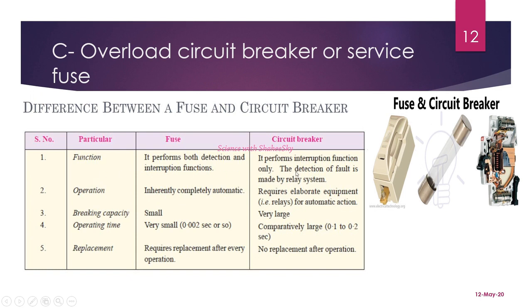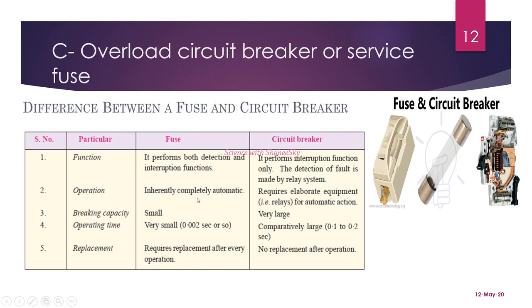The fuse performs both detection and interruption functions. The circuit breaker performs the interruption function only. The detection of the fault is made by a relay system. Then let's consider the operation of the fuse and the circuit breaker. The operation of the circuit breaker requires elaborate equipment for automatic actions.